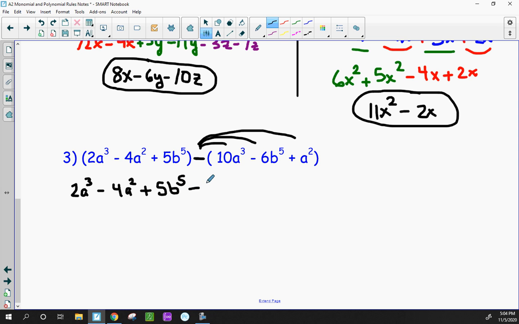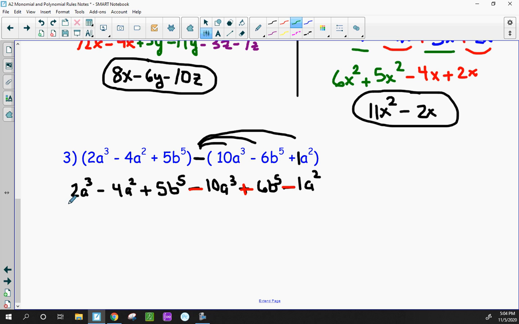The 10 is going to become negative 10. This negative 6 is going to change to positive 6. And this positive 1 is going to change to a negative 1. So again, those signs in red have been the ones that have changed from the original problem.